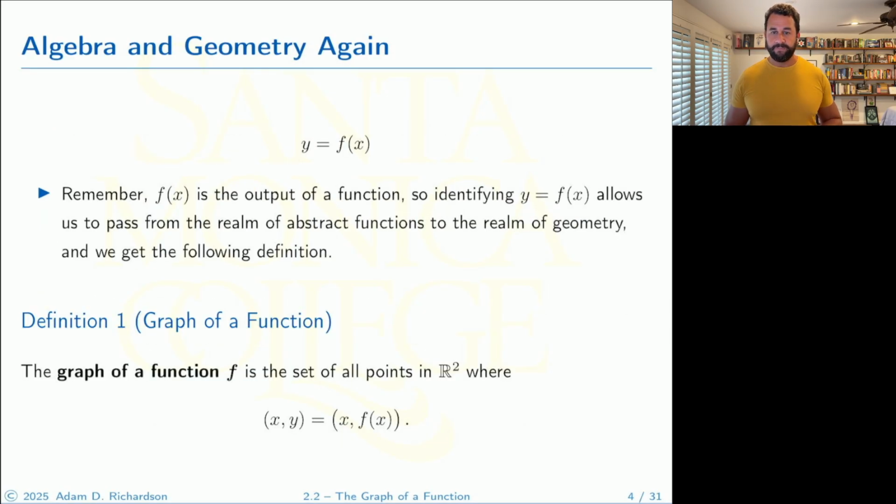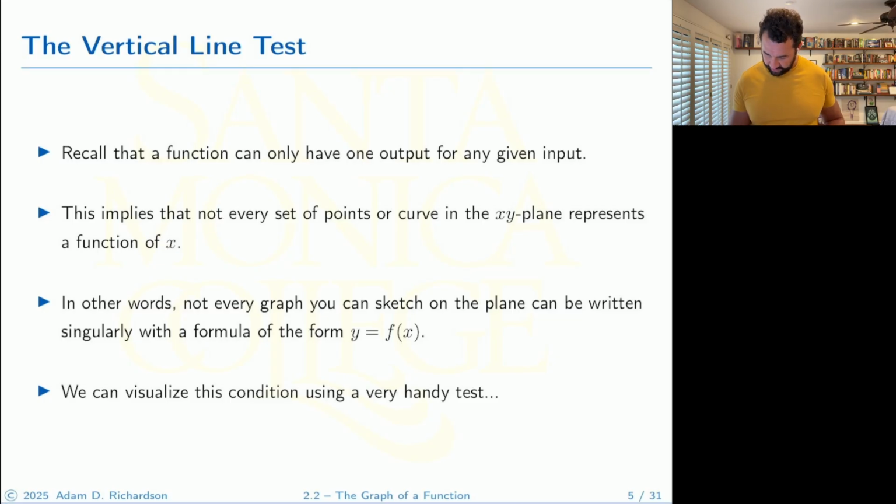All right, so then, I've said this a bunch of times, but I just have to re-emphasize it. Just remember that f of x is the output of the function. So when we identify y equals f of x, that lets us pass from the realm of abstract functions to the realm of geometry. And that gives us the definition of the graph of a function. So what is the graph of a function? It's the set of all points in the plane R2, where the ordered pair x comma y is equal to the ordered pair x comma f of x, where f of x is the output of the function, right? That's the basic idea.